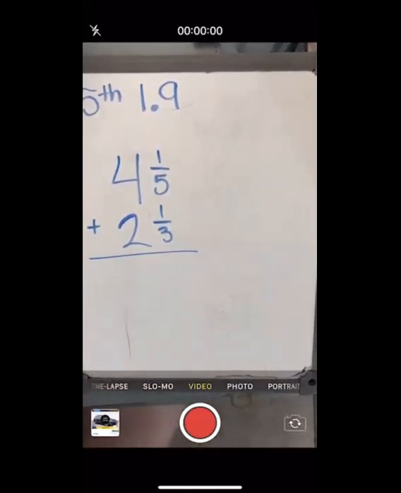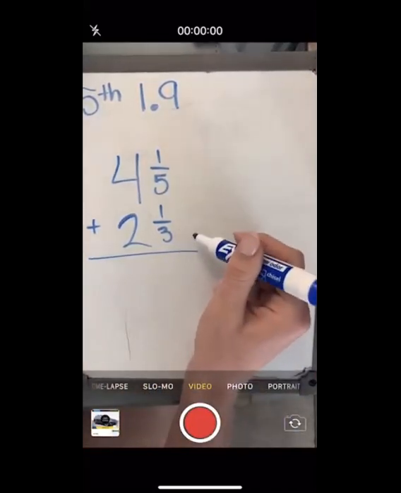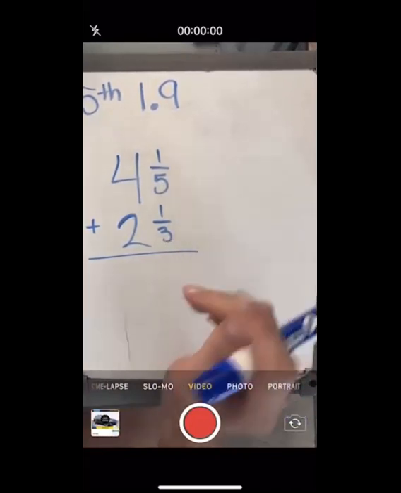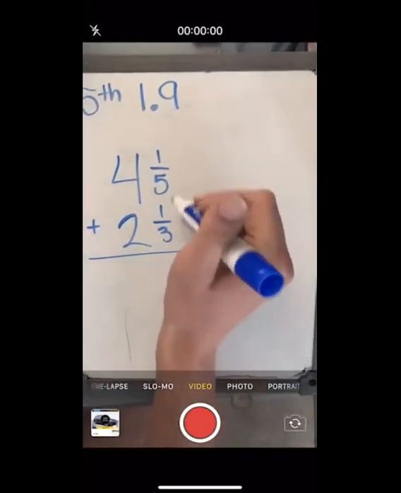Wouldn't you subtract 5 and 3? I mean, add. Well, we can't add fifths and thirds, right? The only way we can add or subtract is if our denominators are the same. So how could we find a common denominator, Bella? What do you think? Times 5. Yep, you can multiply them by each other, right?